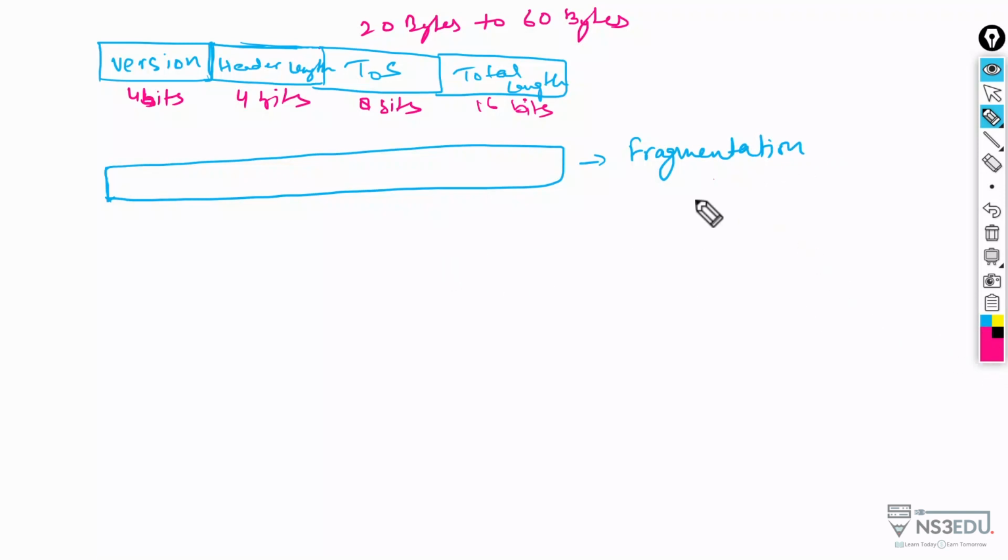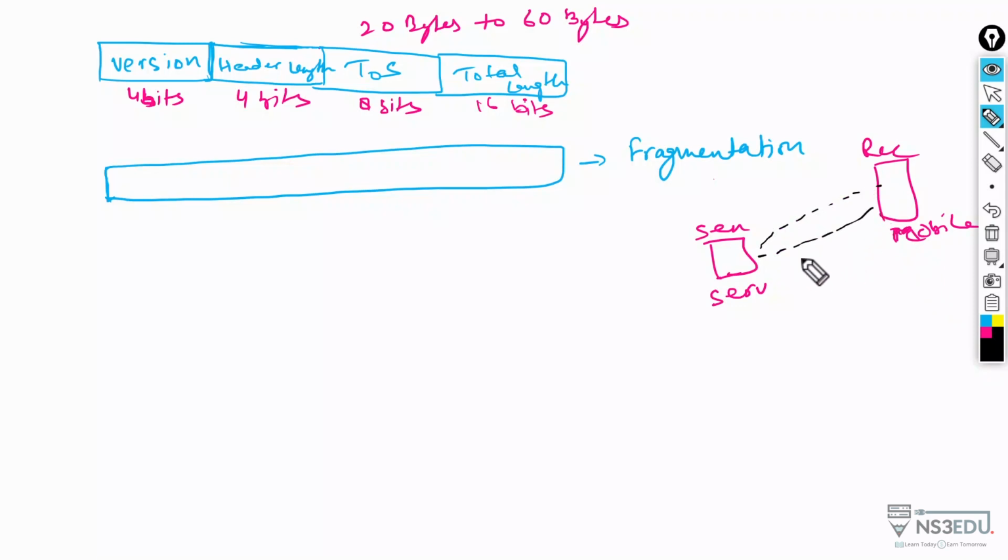Okay, what is fragmentation? Fragmentation is nothing but you identify that there is a receiver somewhere and there is a sender. Let's say that this sender is a server, and this receiver is a PC, or for more assumption, let's say it's a mobile. Now the server is more capable than a mobile, isn't it? Server has more energy, more RAM, more speed, but mobile is not capable of that much of things.